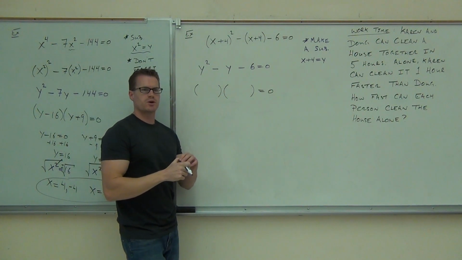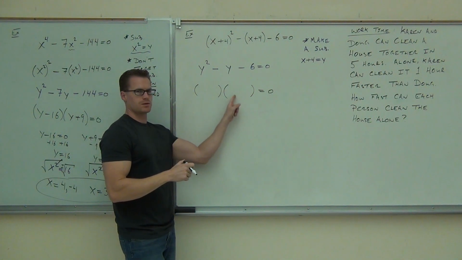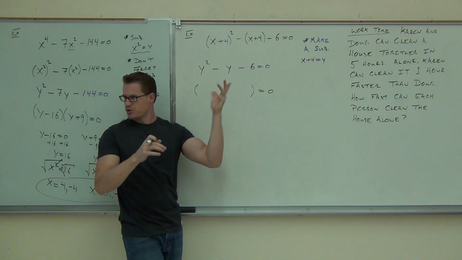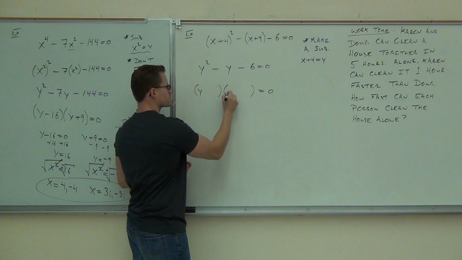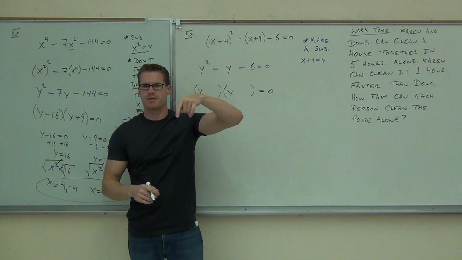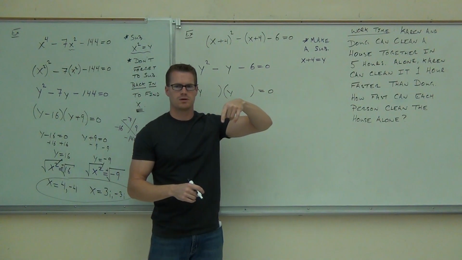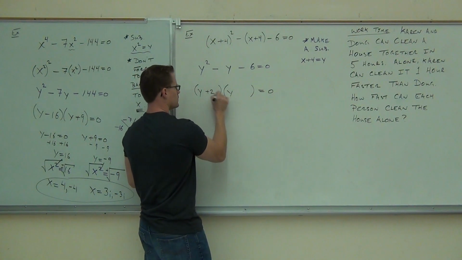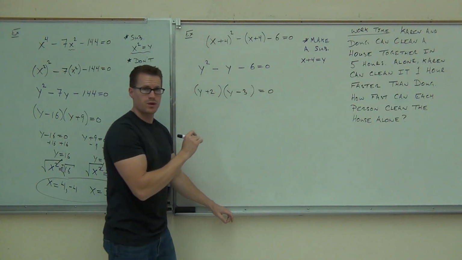Hey, ladies and gentlemen, what variable goes right here, x's or y's? Y's, because you're still with y's. So y goes there, y goes there. This is minus 1 on the top, minus 6 on the bottom. The only way you're going to get that is a 3 and a 2. Plus 2, minus 2. Good. Did you factor that appropriately?